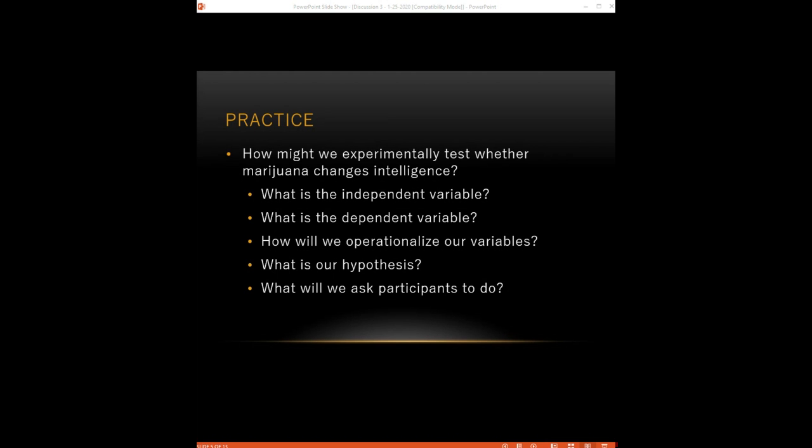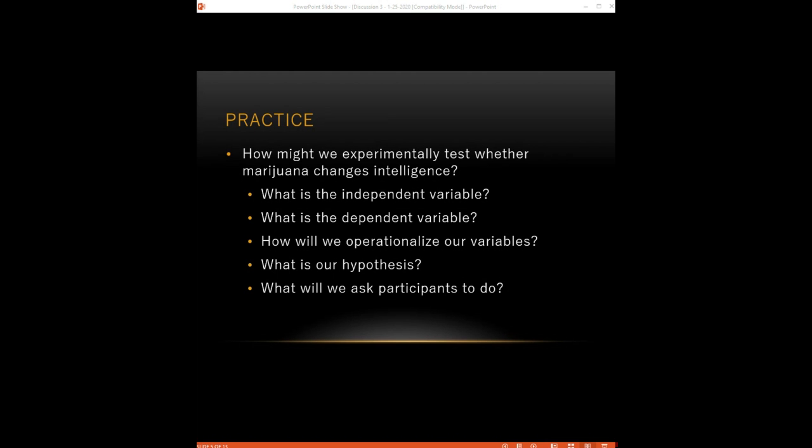All right, then you have to write out your hypothesis, which you will have already done and had practice doing. So in this case, our hypothesis might be something like, I predict that people who smoke more often will score lower on an intelligence test, or higher, whatever happens to be your hypothesis. Then you'll describe what participants will actually do.